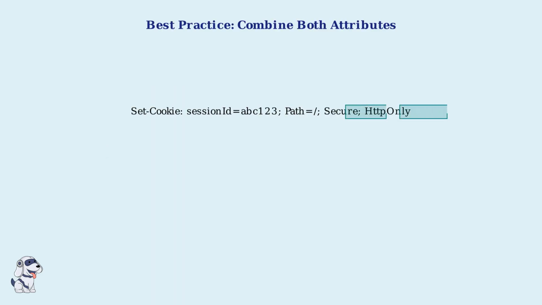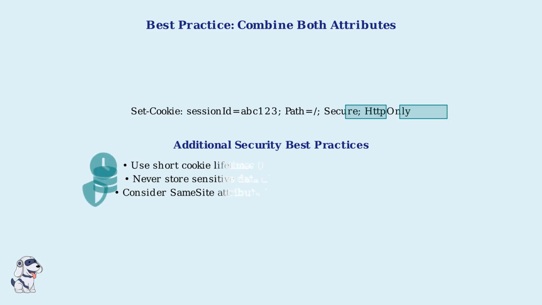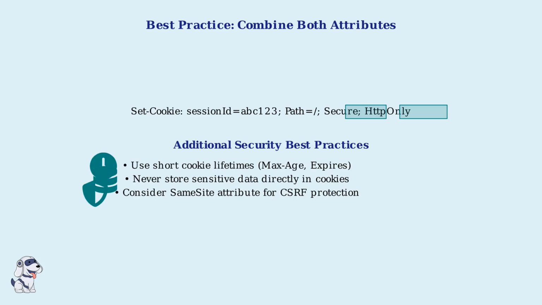For maximum security, combine both attributes. A cookie with both secure and HTTP only provides protection against network interception and XSS attacks. This is considered the security baseline for any cookie containing sensitive information like session identifiers. Beyond these core attributes, follow additional security best practices.